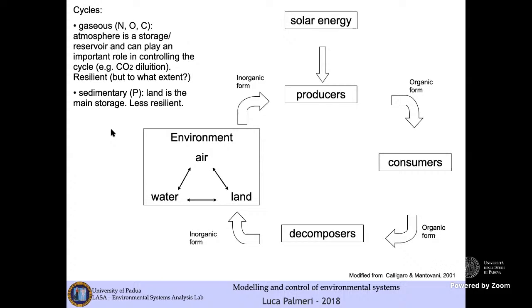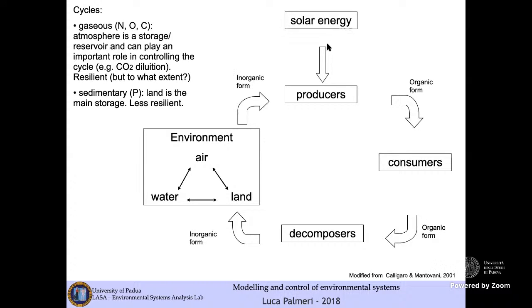It is important to note that cycles are not only relevant for gaseous elements, but there is also a relevant aspect linked to sedimentary elements. This is of particular relevance for phosphorus, because land, in this case the lithosphere, is the main storage system for phosphorus. In general, the lithosphere is a little bit less resilient, while the atmosphere or gaseous element is much more resilient.